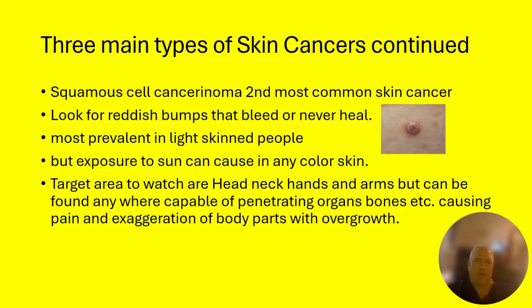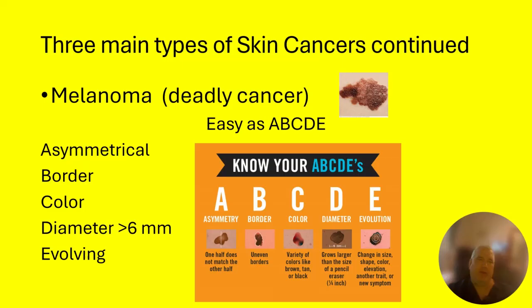There's also the squamous cell carcinoma, which is the second most common skin cancer. You look for red bumps that bleed or never heal. Again, most prevalent in light-skinned people, and exposure to the sun is what causes this, and any color skin is open to this condition. Once again, you're looking at the head, neck, hands, and arms, but it can be found anywhere and is capable of penetrating organs, bones, etc., causing pain and exaggeration of body parts with the overgrowth of the cancer.